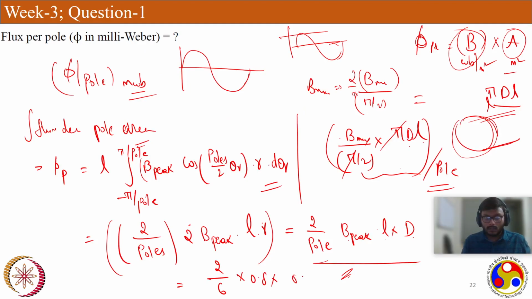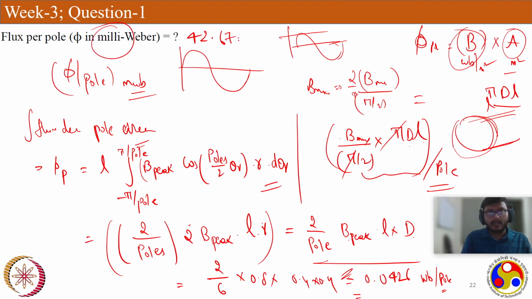0.8, 0.4 and 0.4. Now can someone tell me what's the value of this? 2 into 0.8, 0.4, 0.4. It's 0.0426. It's flux, right? Weber per pole. But the question was asked in milliweber. So the question, if you see, it's in milliweber. So the answer will be 42.67 milliweber per pole you will get.